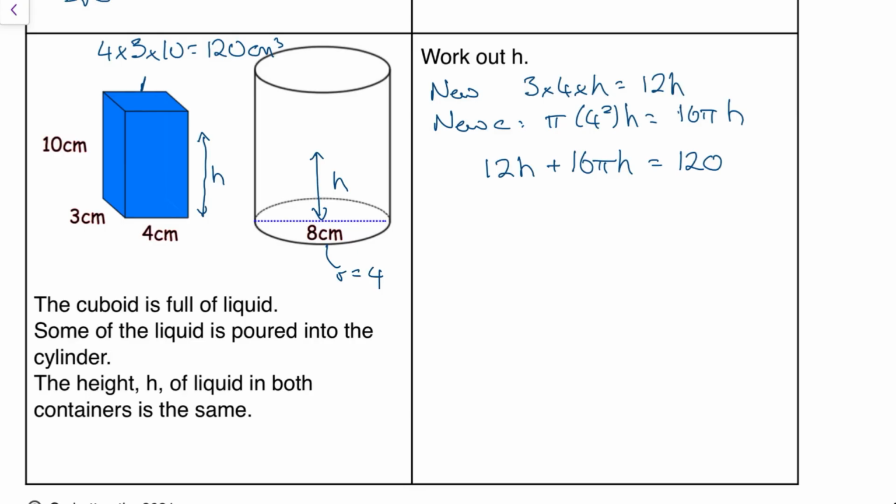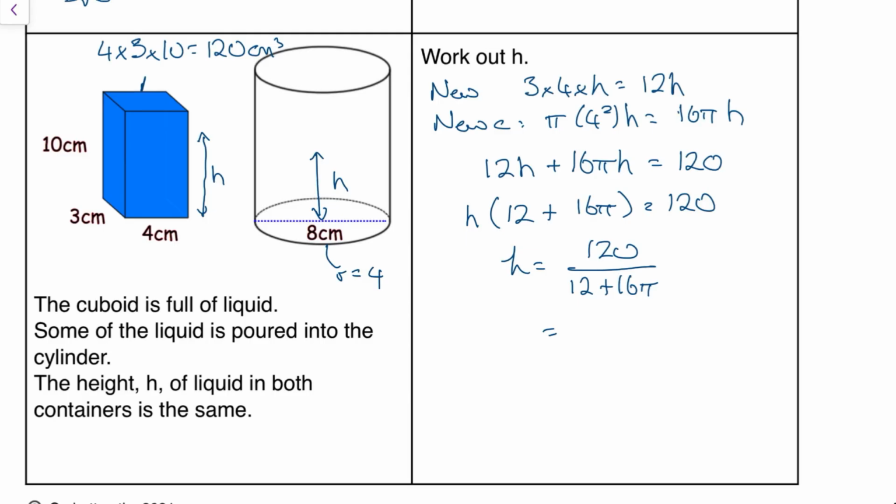I can solve this. Now the way I'm going to solve it is I'm going to take the h out of both, in other words factorize the h out, and that's going to give me 12 plus 16 pi is equal to 120, and therefore h is equal to 120 over 12 plus 16 pi. What a question to end on.